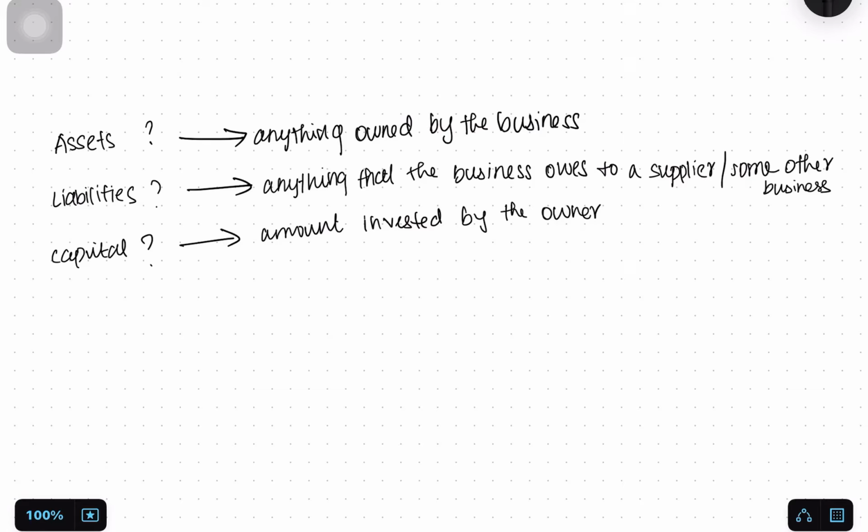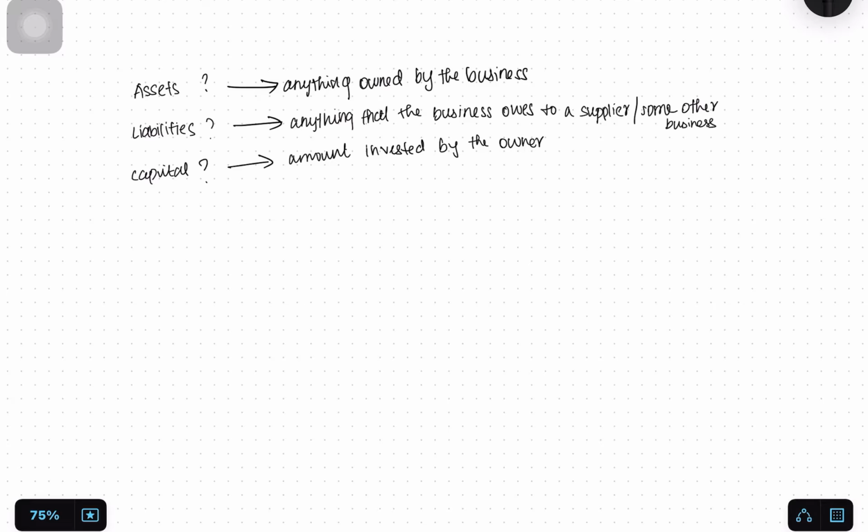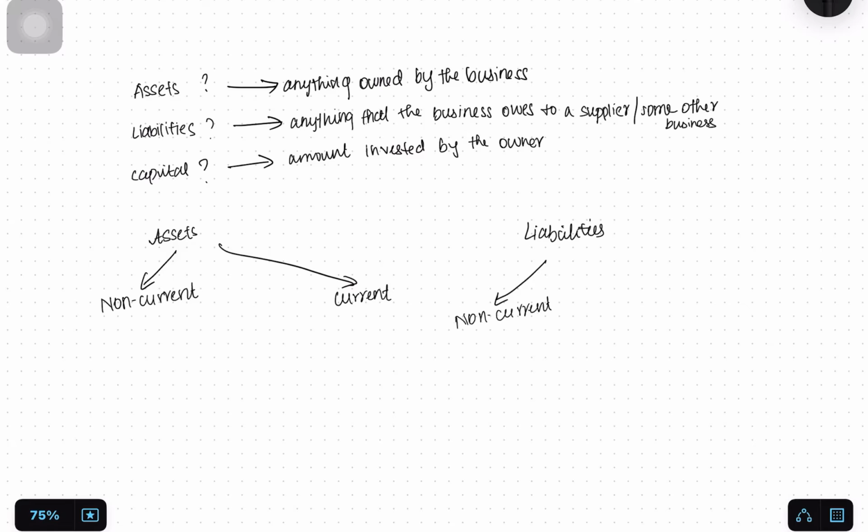So now we do have different types of assets and different types of liabilities, and we have capital. So assets, we do have 2 types. One is non-current and second one is current. Next we have liabilities. We have non-current and current.